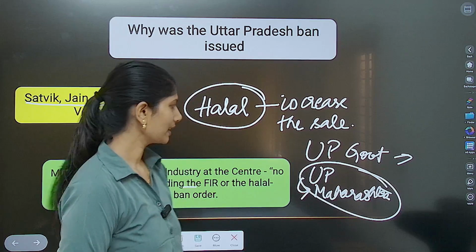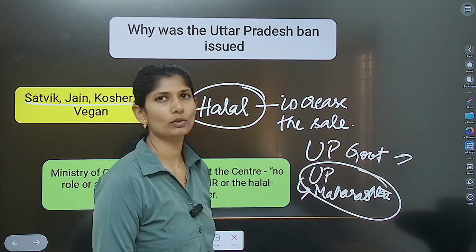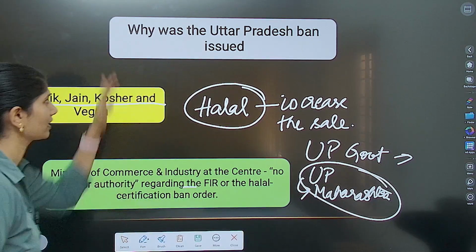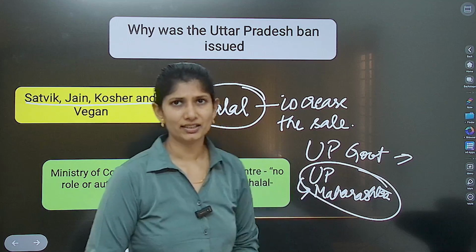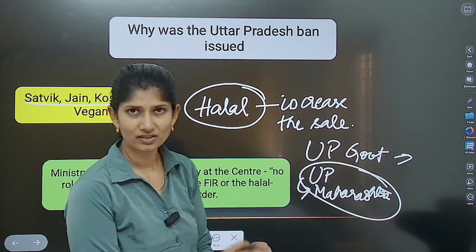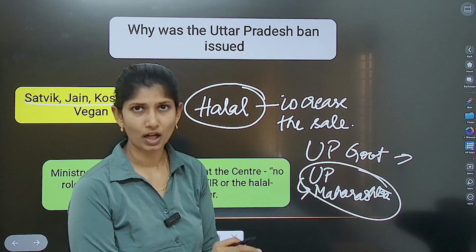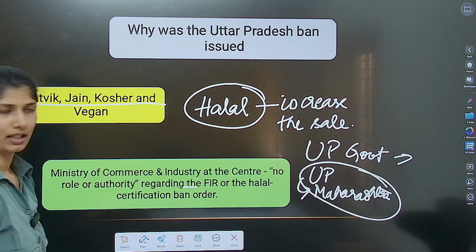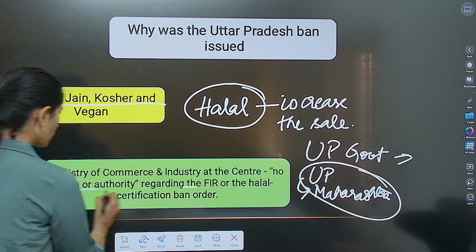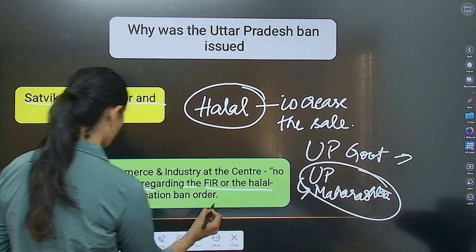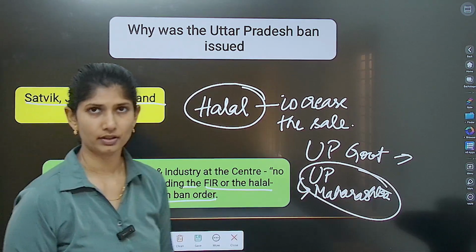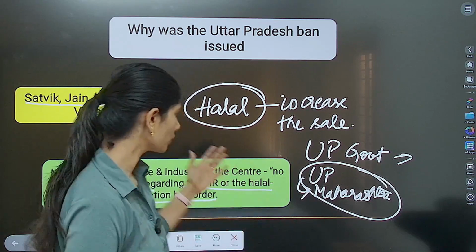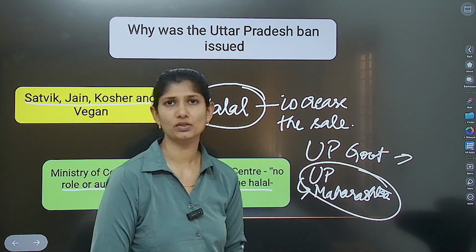Here they claim that if one state does this, the other states will also start following and this will be very detrimental. So the Supreme Court has taken up the case and has held that Halal India and these people should not be arrested or forced or put under undue pressure. And the Ministry of Commerce and Industry has highlighted that it has no role or authority regarding the FIR or the halal certification ban order. The Supreme Court will now have to further see how the case will be dealt with.